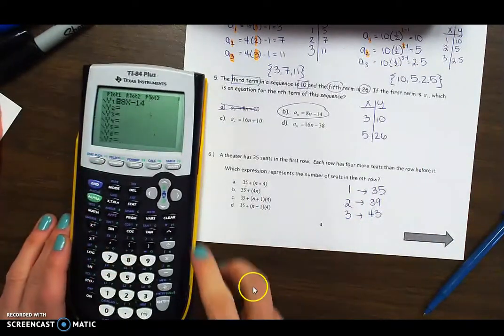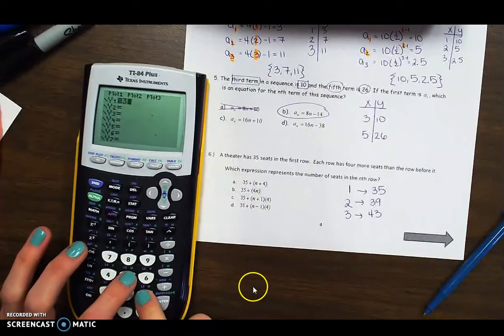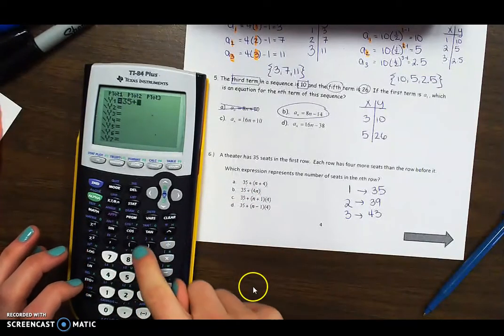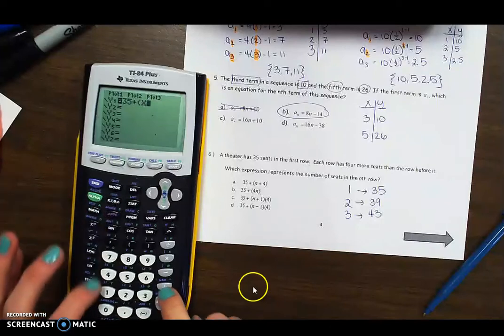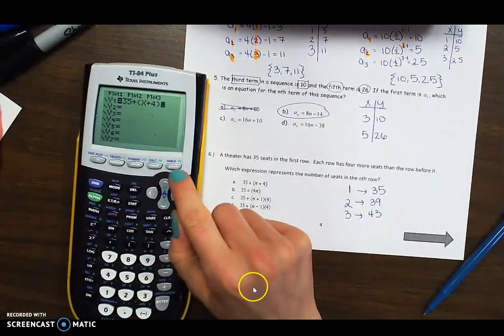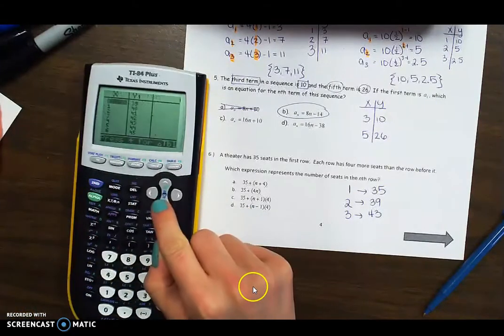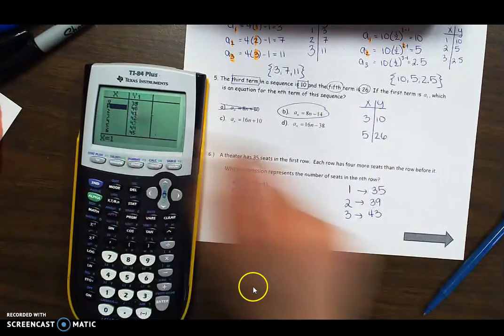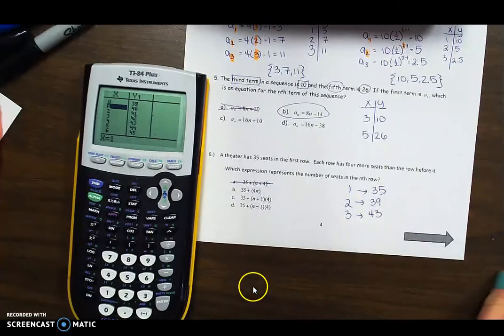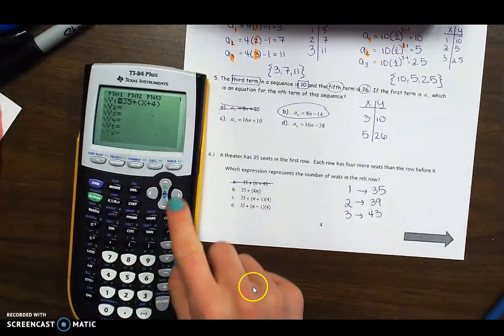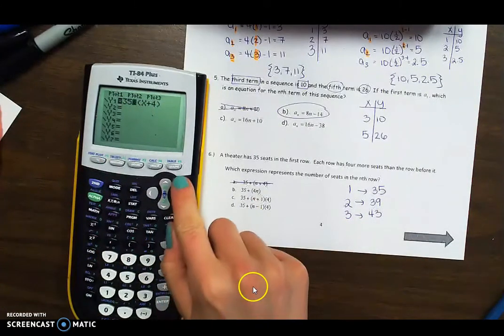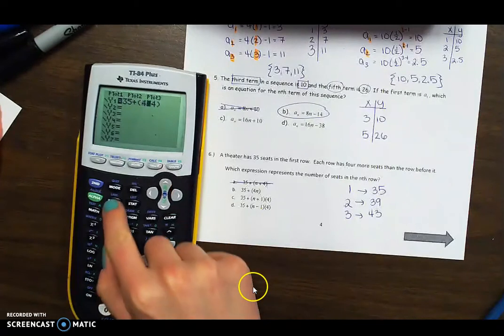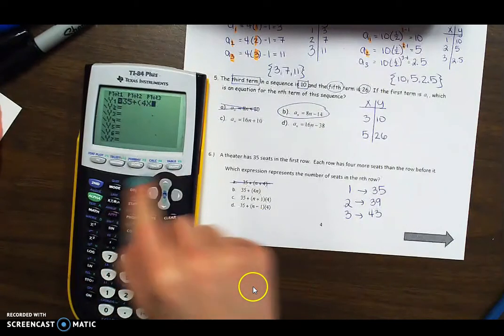So let's go to y equals. I'm going to type in 35 plus parentheses n plus 4. And I'm going to go to my table of values. Let's see. So 1, 35 here, it's 1 and 40, so it can't be choice 1. All right, let's try B. So I go down 35 plus, and here we're going to go 4x, and I go to my table.